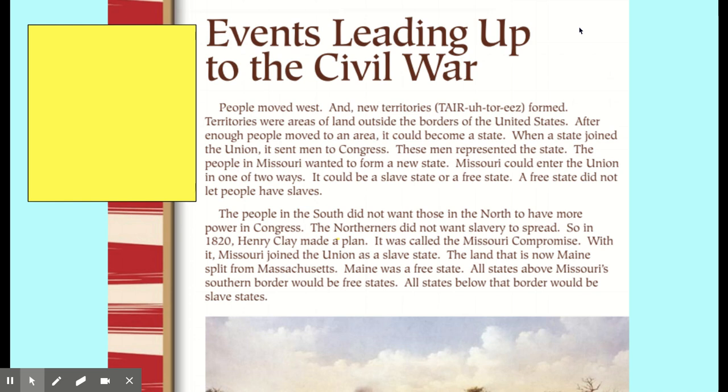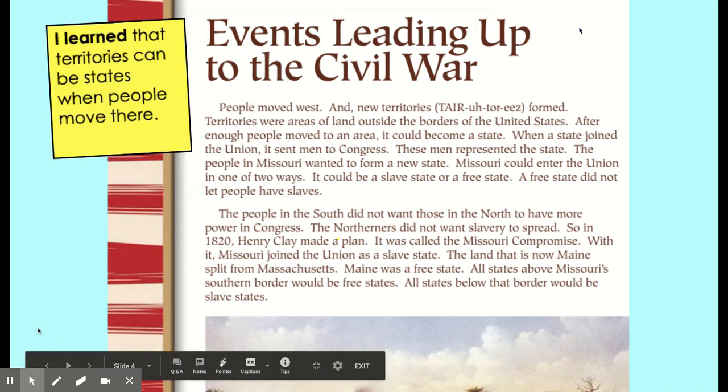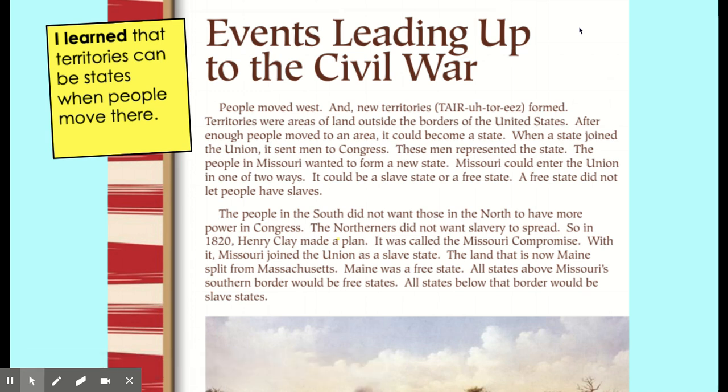That's interesting. Readers, I'm going to stop right here because I noticed that I'm interested in what the author just told me. I have a little curiosity about this, and I did learn something new too. I'm interested that the land out west was not a part of the United States. And I think it's pretty interesting that this land could become a state if more people moved there. I'm going to stop and jot this because this is a new learning for me, and it also was curious for me too. So I'm going to stop and jot this on my sticky note. I learned that territories can become states when people move there.